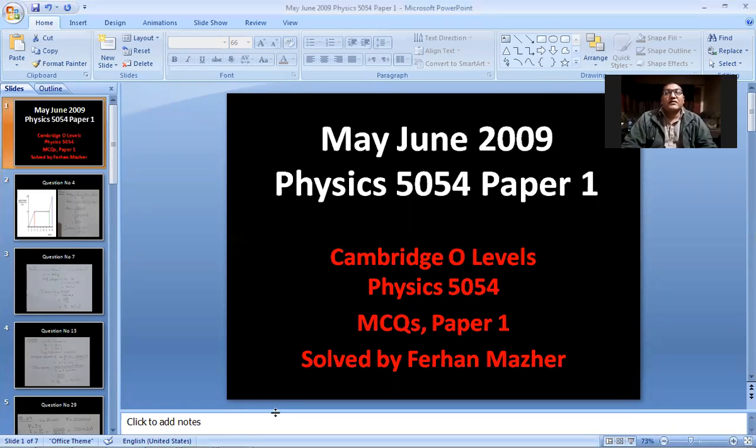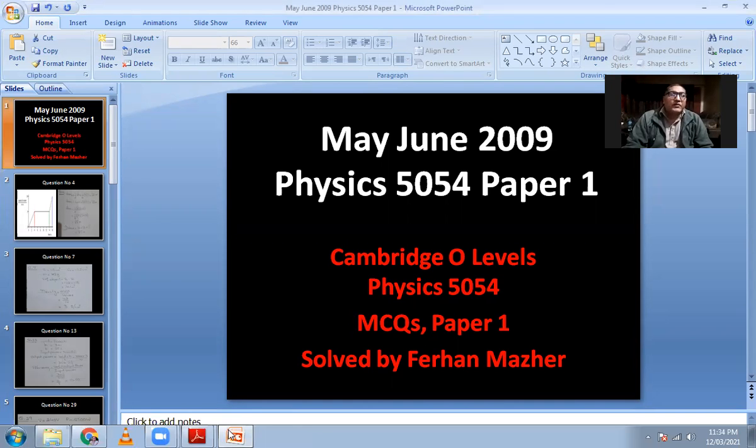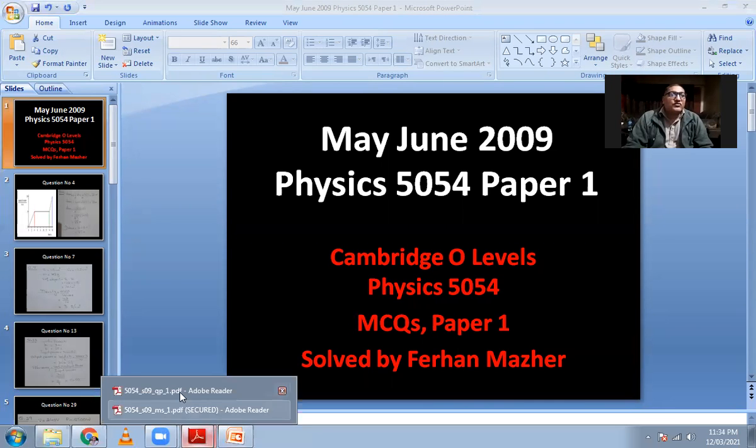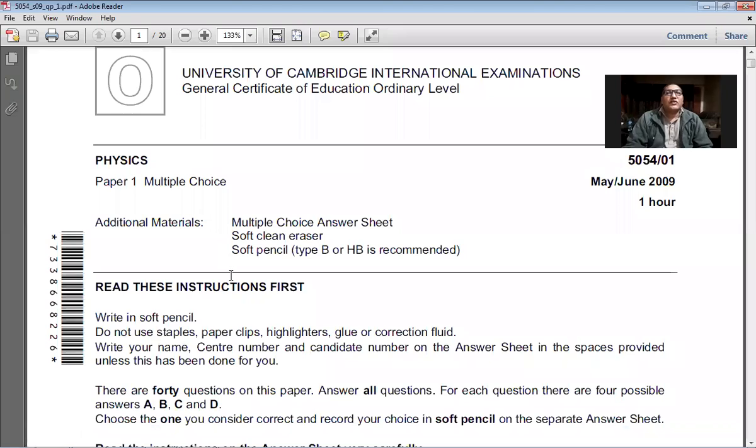Today, we have set our hearts to solve an MCQ paper, and we have selected the May June 2009 paper. This paper has 40 questions, and you have 1 hour to solve it. So let's start this paper, May June 2009, Physics 5054, paper 1. So let's go to the paper. So here we go.